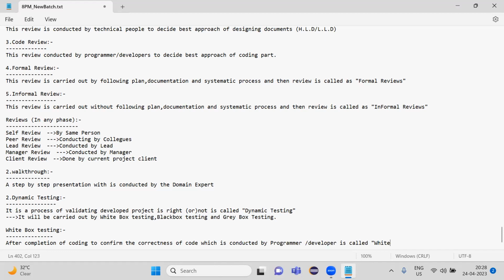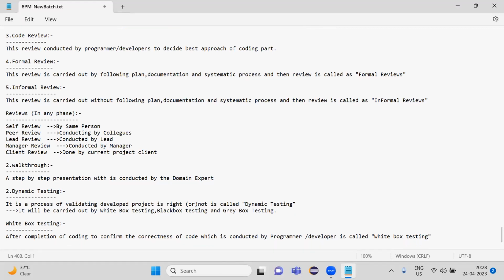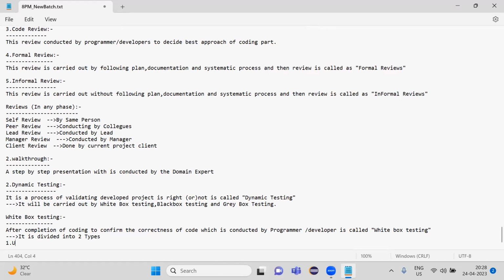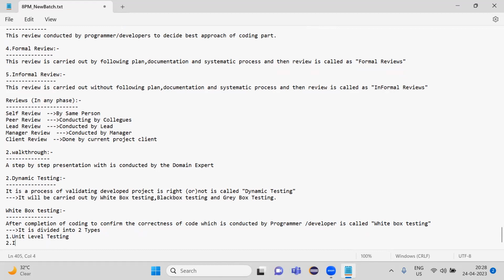That is called white box testing. Once the developer completes the coding, he will conduct it. Okay, that kind of testing is nothing but white box testing. How many types are there? It is divided into 2 types. What are those? One is unit level testing and second one is the integration level testing.